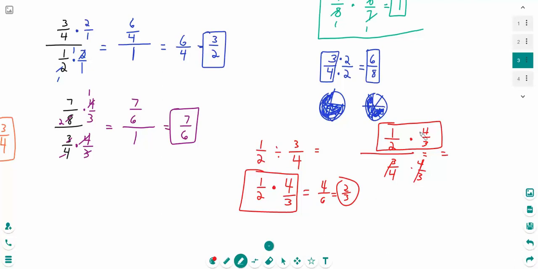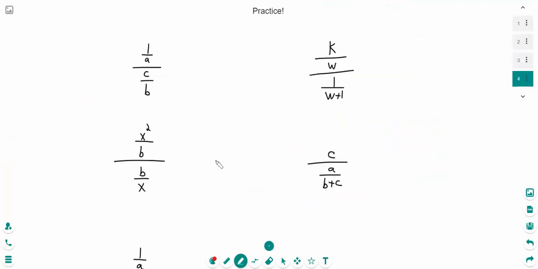Excellent. So let's practice a couple of these and see how you do. I'll do the first one with you, and then I want you to do the rest of them on a separate sheet of paper. We'll do them one at a time, and we'll see how you do.